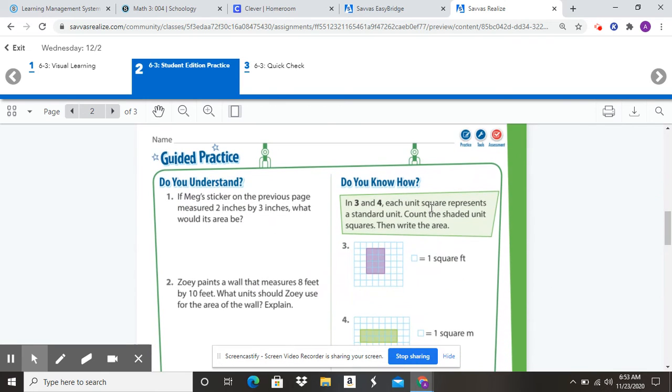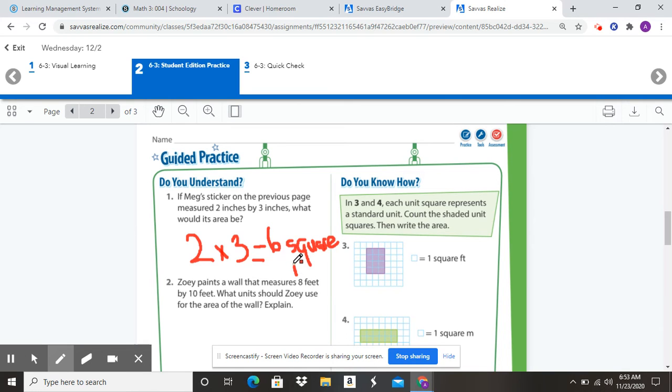Let's look at 1 and 2, and I'm going to do it with you, okay? So if Meg's sticker on the previous page measured 2 inches by 3 inches, when I think about area, if I don't have the shape in front of me, area is length times width. So I can take 2 times 3 because I know the length and I know the width. So what's 2 times 3? 2 times 3 is 6, but 6 is not my answer. It is 6 square inches because I'm measuring the area. So it's 6 square inches. So if you don't add that square inches on there, it's going to be wrong because you're measuring area.